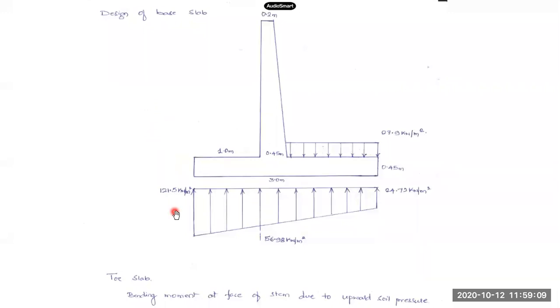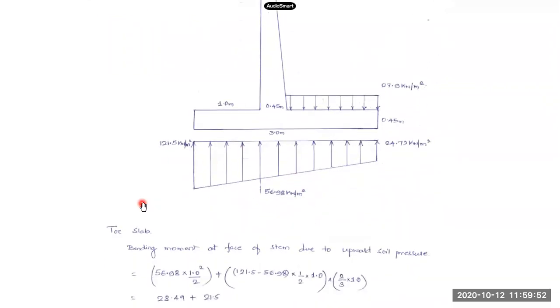Now we have to consider the pressure distribution up to the face of the stem. When I am designing the toe slab, I'll consider the pressure distribution only up to here. So I need the intensity of pressure at this junction of the toe slab and the stem. When I interpolate and find it out, it is coming 56.98 kilonewton per meter square. So due to this, what is the bending moment coming in this toe slab and what is the shear force to which it is subjected? That we'll calculate, then we'll go for the design. For that, first is this bending moment.